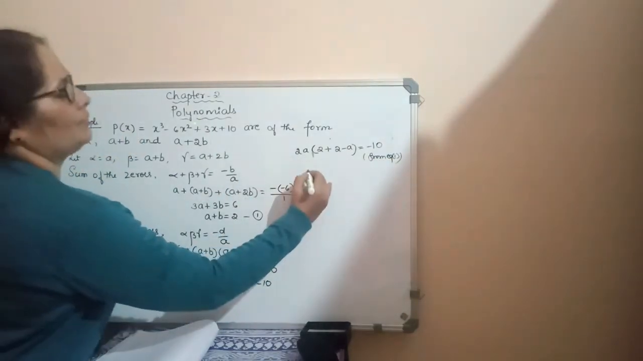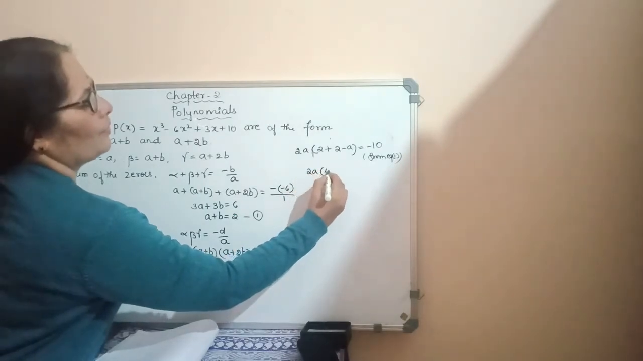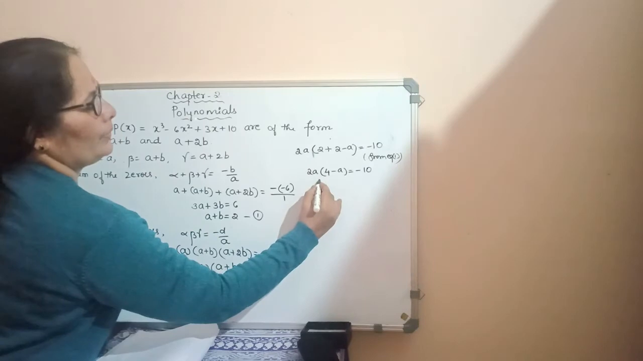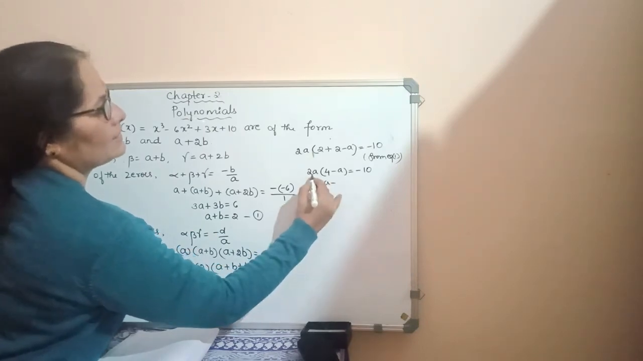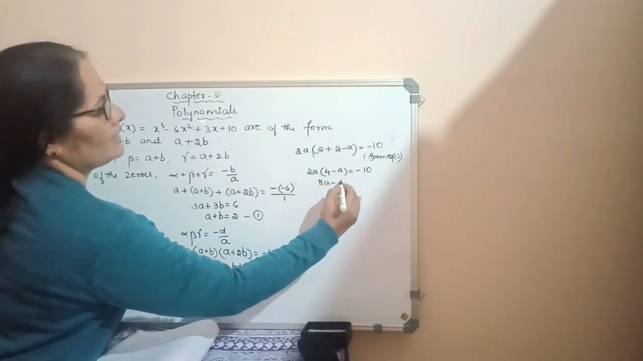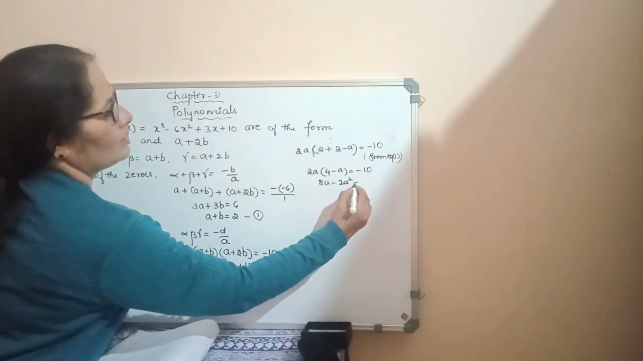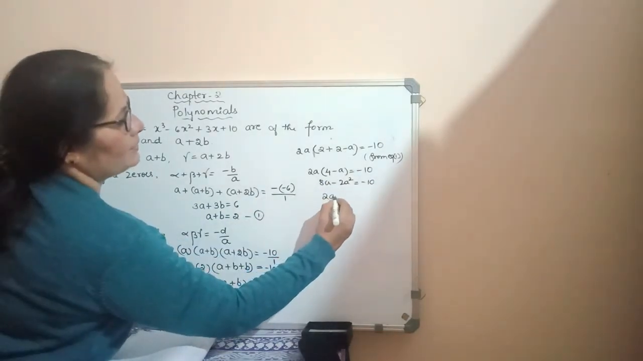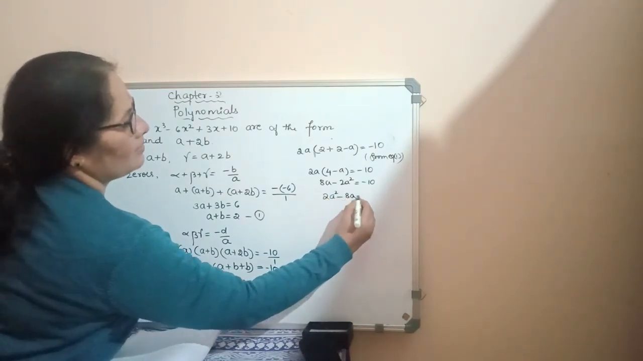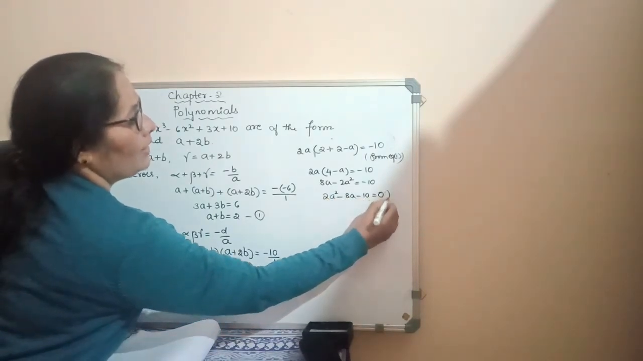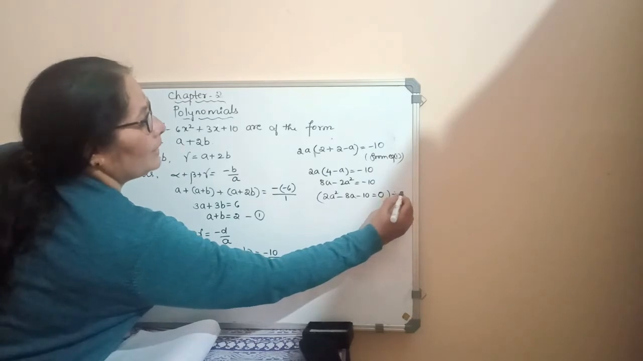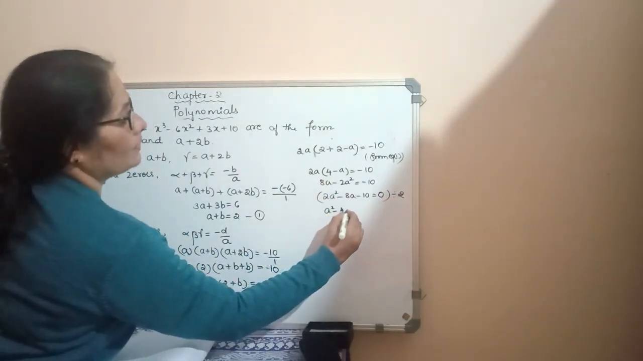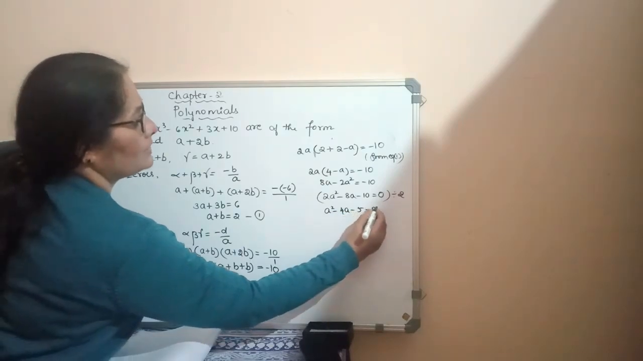Okay. So 2a into (4 minus a) equals minus 10. So 4 2s are 8a minus 2a minus a is 2a square equals minus 10. Take all the terms to the right side. 2a square minus 8a minus 10 equals 0. Divide the whole equation by 2 to simplify. So a square minus 4a minus 5 equals 0.